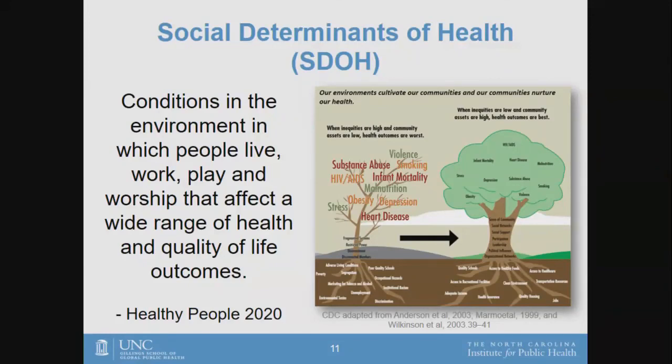So why are we here today? Why are you interested in this? Why are we all interested in this? Because we know that the conditions in which people live, work, play, and worship have a wide range of health effects and affect quality of life. So we love this image from the CDC because it shows graphically what healthy roots and what the unhealthy roots can lead to. So poor health outcomes are the result of, quite often, environmental factors, other things like access to care, access to healthy food, access to recreational opportunities, things that are pretty far upstream, but things that we can work on.